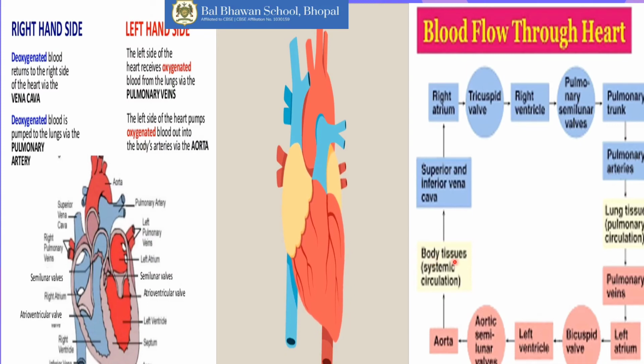Now, in the tissues, this oxygenated blood changes into deoxygenated blood. That deoxygenated or impure blood is then collected by great veins known as the superior and inferior vena cava. These superior and inferior vena cava bring the impure blood back into the right auricle, and this cycle continues.